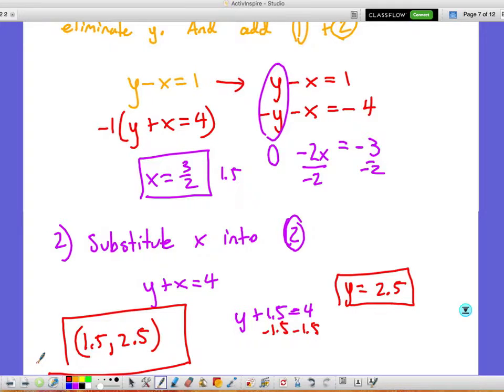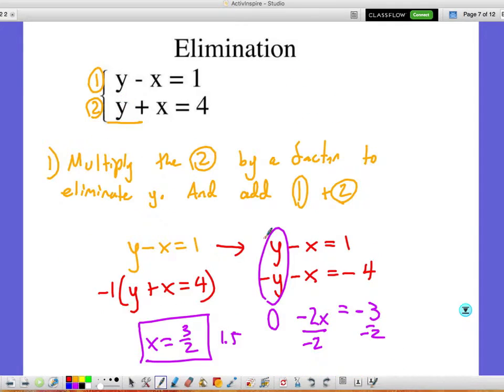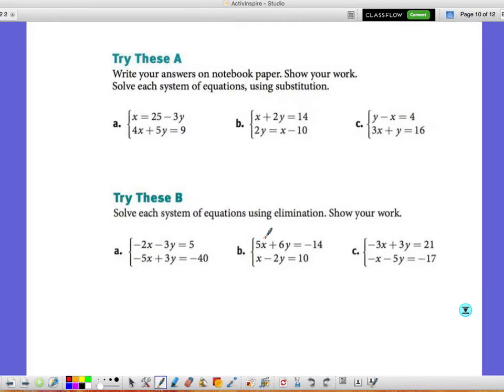So maybe there wasn't much difference, or maybe you might think that elimination seemed a little bit more complicated, because in the end we ended up substituting x into the second equation. You can definitely work some more examples from lesson 3-1. So we had A, B, C, and you solve these using substitution, and then you try these A, B, C using elimination.